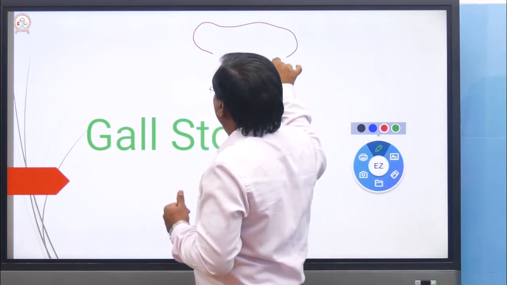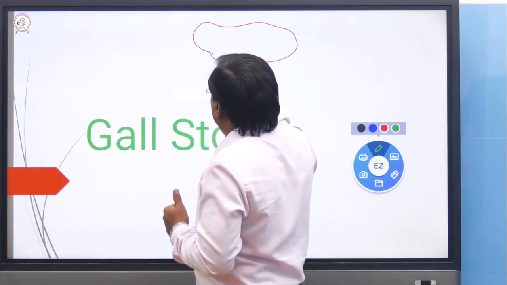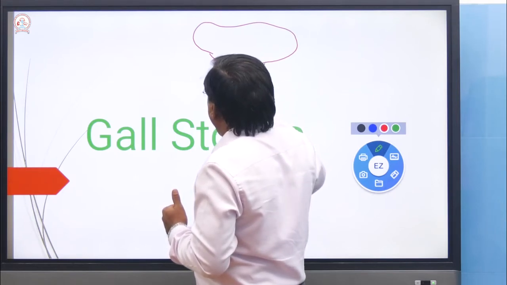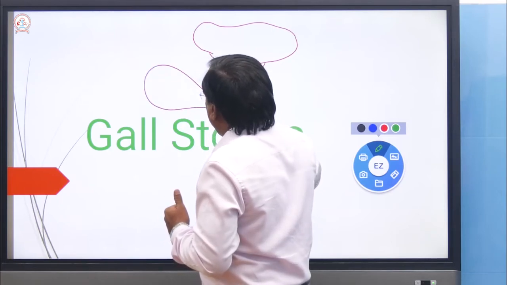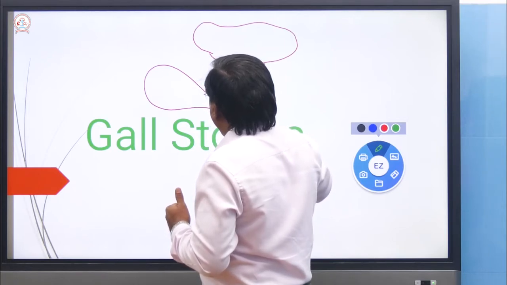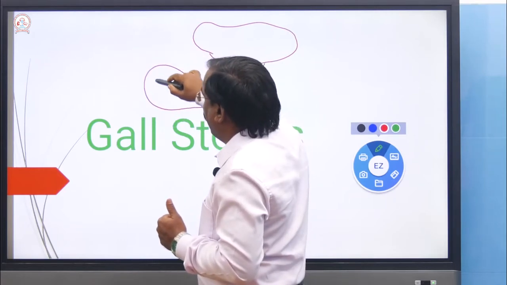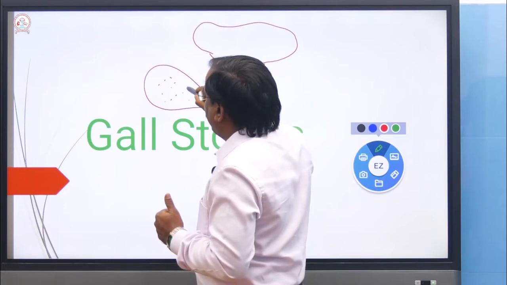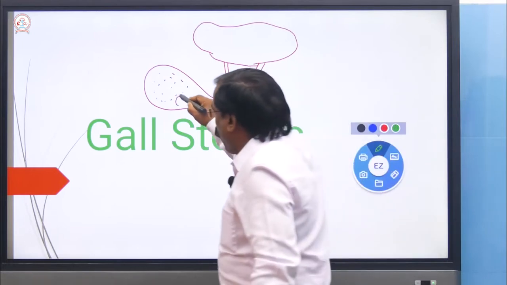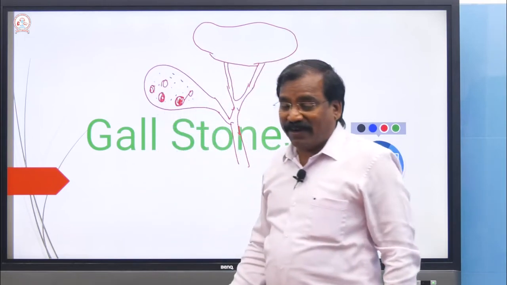You know, this is the liver that secretes the bile juice. That bile juice is transported by the hepatic duct. And here there is a temporary sac-like structure, which is called the gallbladder. In the gallbladder, the bile is stored temporarily. The stone which is formed in the gallbladder is called gallstones.